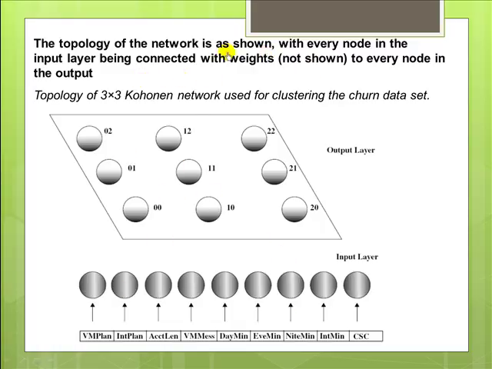I don't know if we have a picture of that or not, with weights not shown to every node in the output. Okay, so this is the topology of a 3x3 network, and the labels here, you can understand them, right? This is 0,0, this is 1,0, this is 2,0, 0,1, and so on, right?